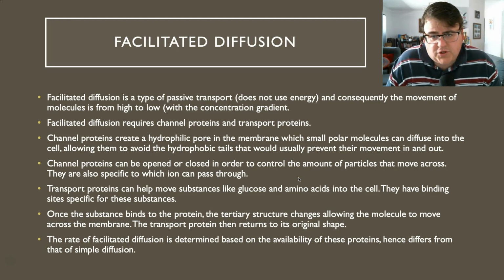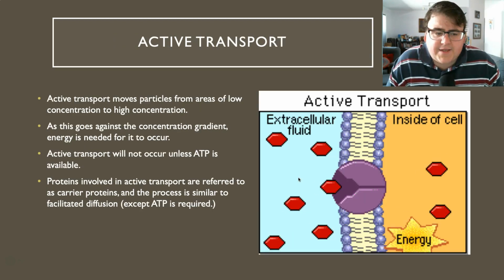Now, with simple diffusion, the rate is determined by the concentration and how fast they need to move across a semi-permeable membrane. With facilitated diffusion, while we'd like to say the same thing, unfortunately the rate of facilitated diffusion is actually determined by the availability of channel and transport proteins to move those molecules across into the cell or out of the cell. Active transport.